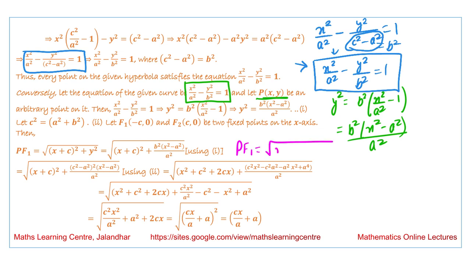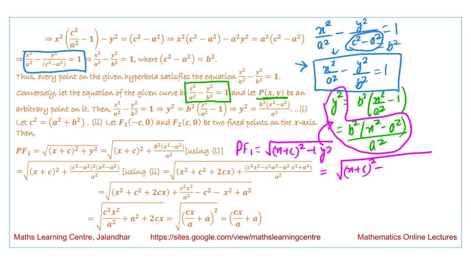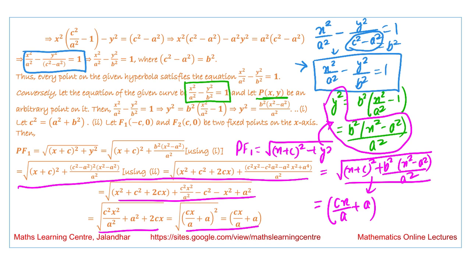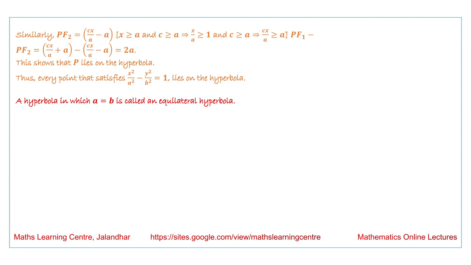Now if we calculate the distance PF1, its value is the square root of (x plus c) square plus y square. Substituting the value of y square, we obtain the square root of (x plus c) square plus b square into (x square minus a square) over a square. Simplifying these terms, as shown over here, the answer we obtain is cx over a plus a. Similarly we can prove that PF2 is equal to cx over a minus a.